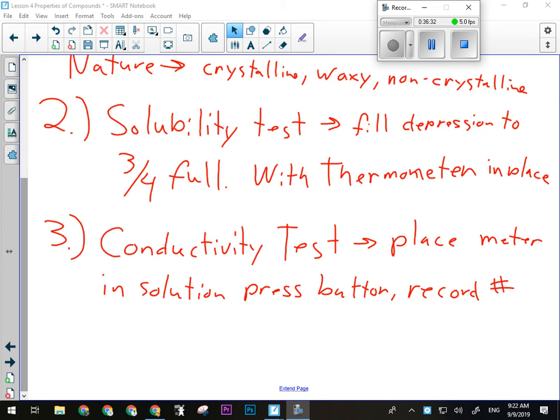This is the depression plate. I've already got a little bit of salt in one of the depressions, about the same amount you would use. About 1/3 of the way full. I know it's hard, but if I tip it any more, it won't. So about 1/3 of the way full.